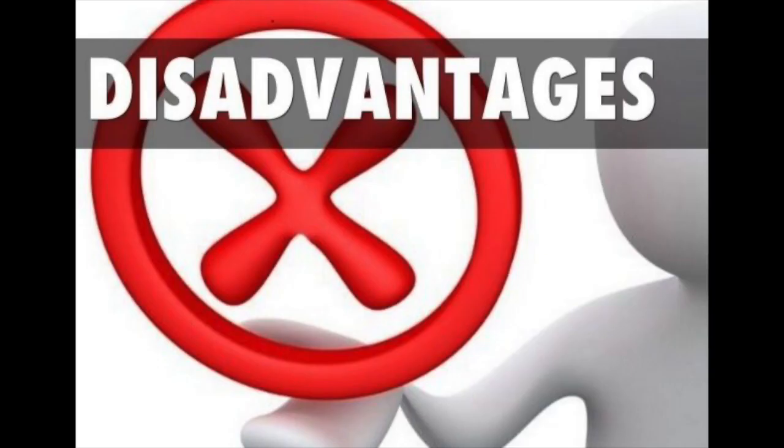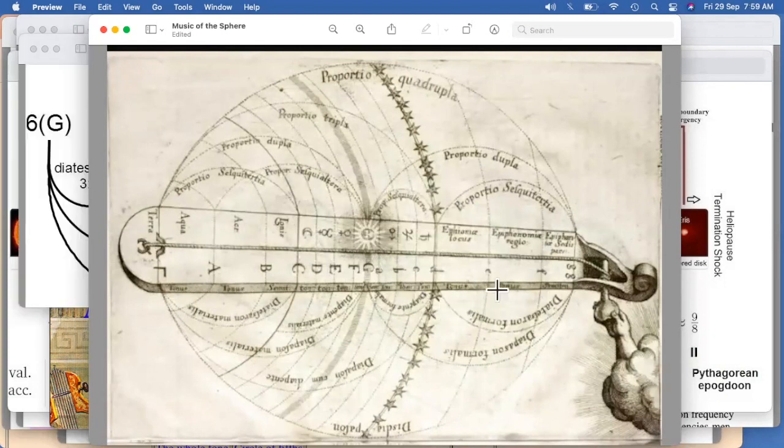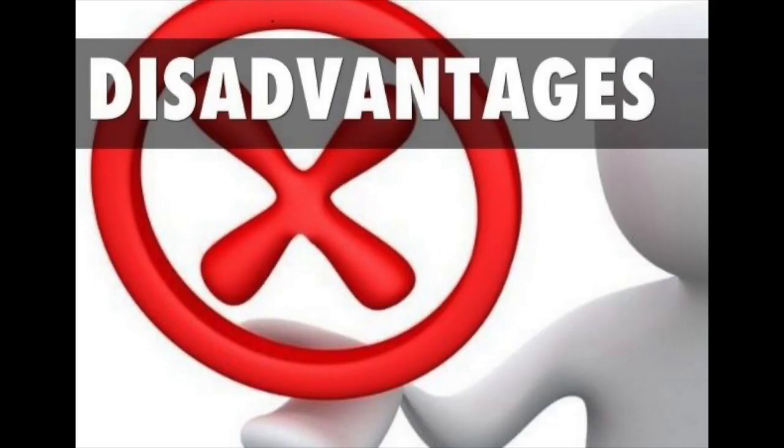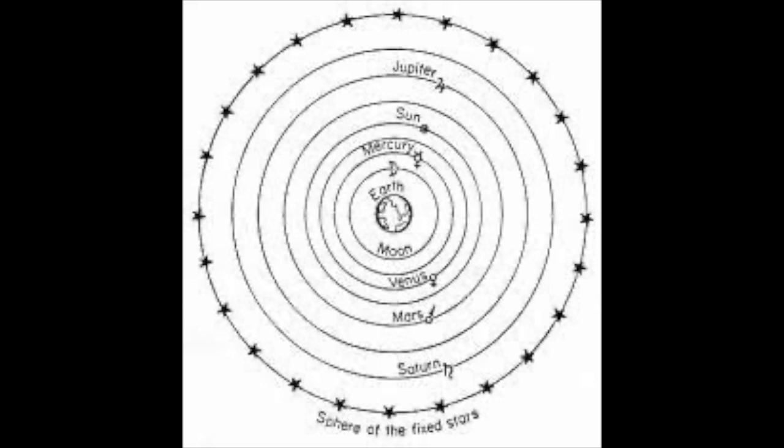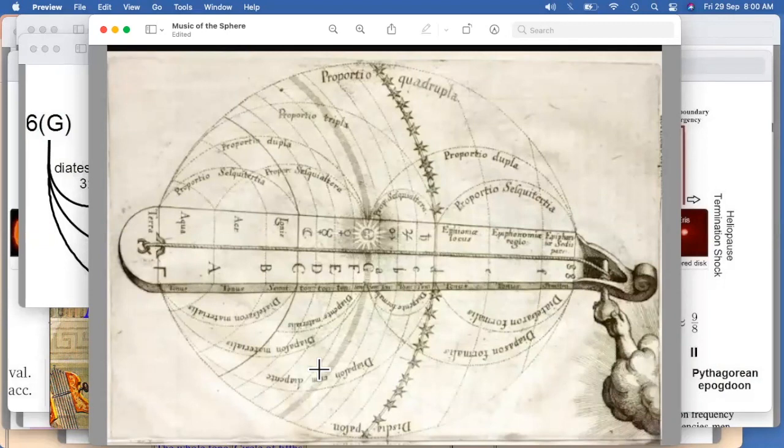Of course, because there were only 5 planets at that time, there were certain drawbacks in the music of the spheres, because there was certain knowledge which was not available during that time, which we came to know about later on. So what are the disadvantages? First and most important, not all the planets are there over here. So that is the first drawback.